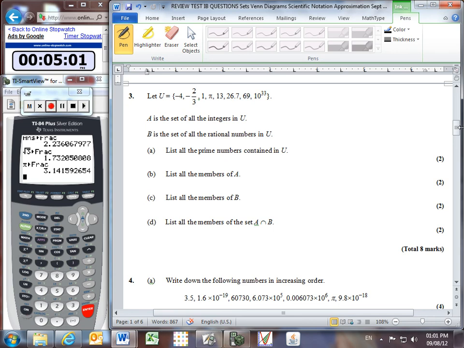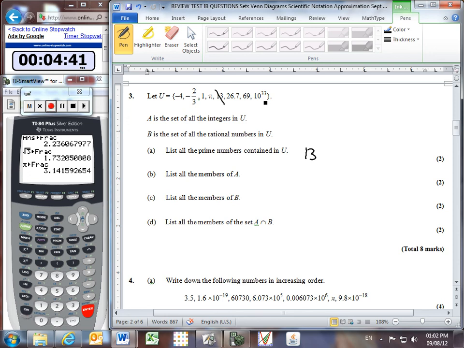And so as we look through this set, this is a negative, that's a fraction, that's the 1, we know that's not prime. Here we go, 13, that's a prime number. And this is of course not prime because it's a decimal. 69 is divisible by 3. It's 3 times 23, so it's not prime.